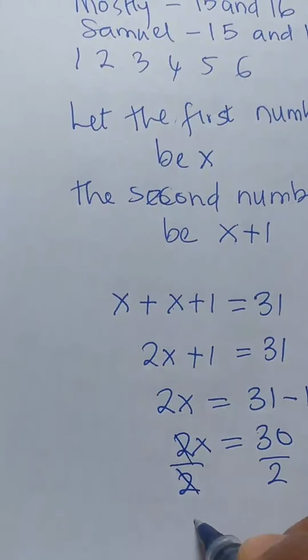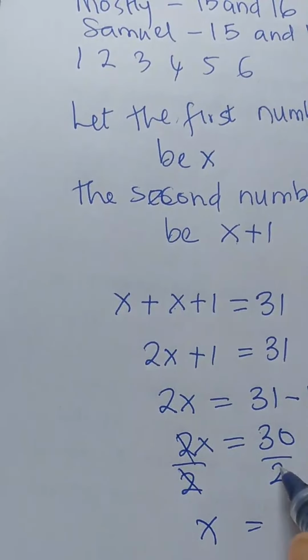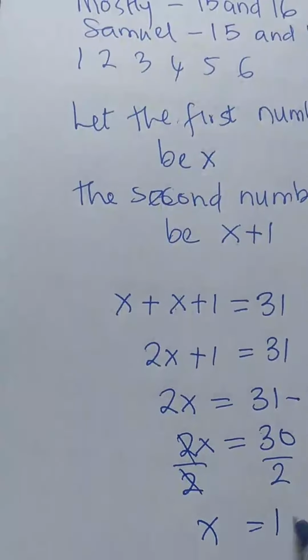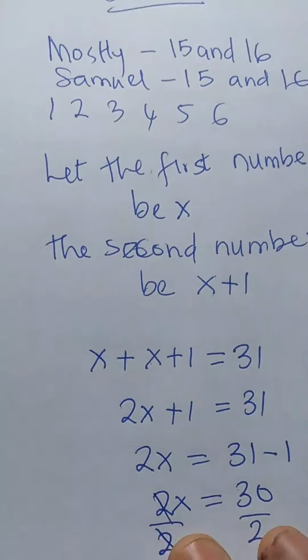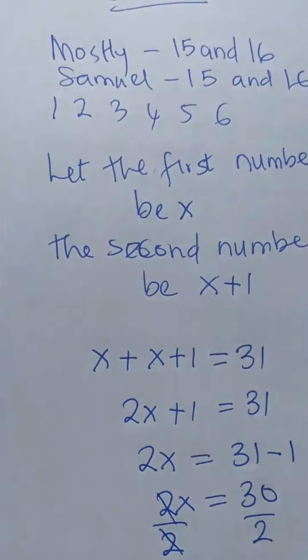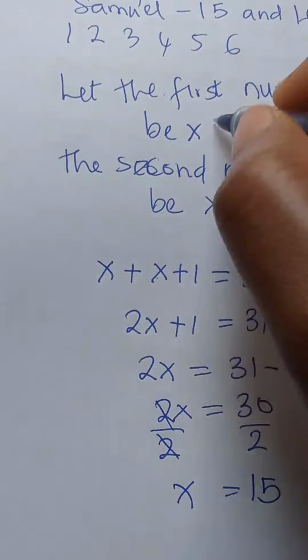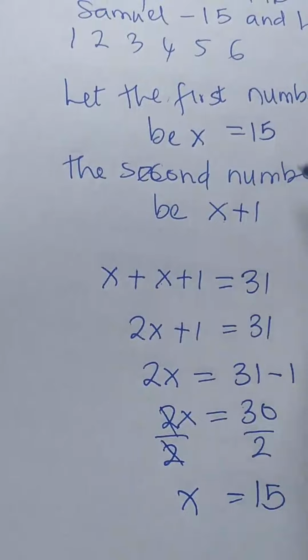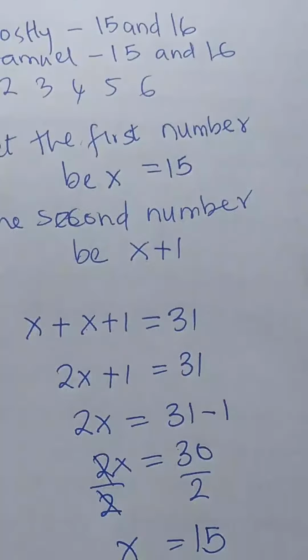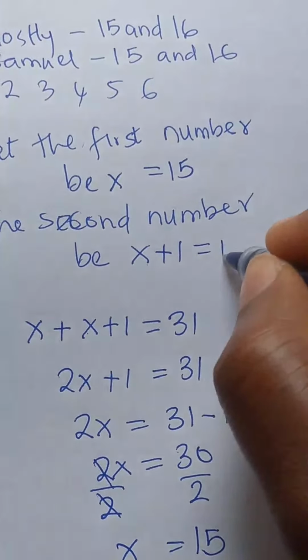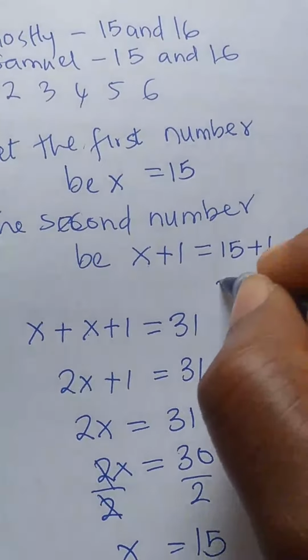This will cancel. We have x is equal to 15, since 30 divided by 2 gives us 15. So our first number here is x, and our x here is 15. So our first number is 15. Then our second number is x plus 1, and that is 15 plus 1, and that is 16.